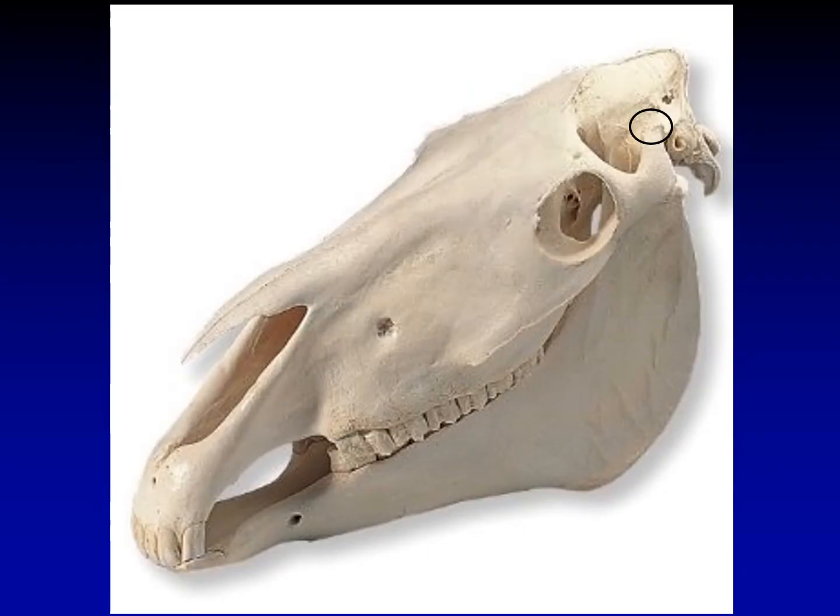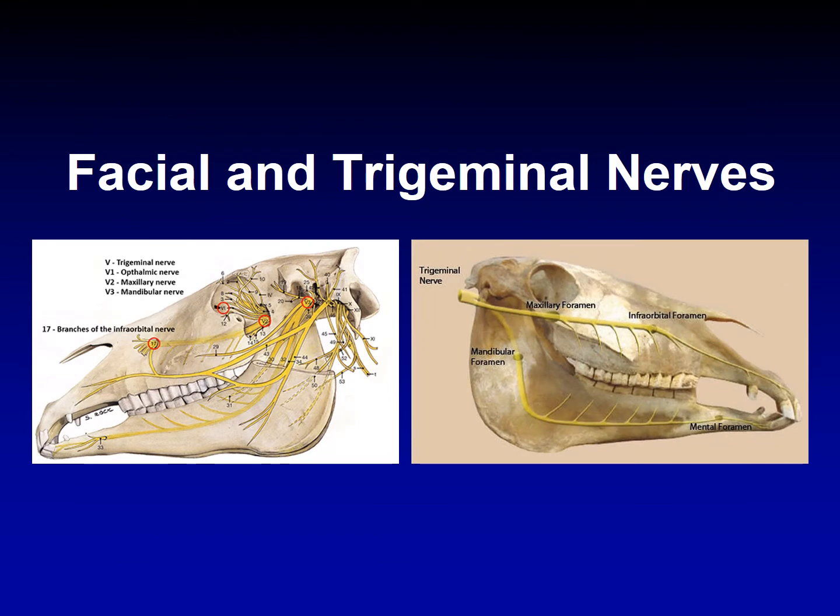This is the area where you need to palpate the zygomatic arch. The dorsal edge of it is where the palpebral branch of the facial nerve is coming from. And you can see this in the picture here that you've seen before.